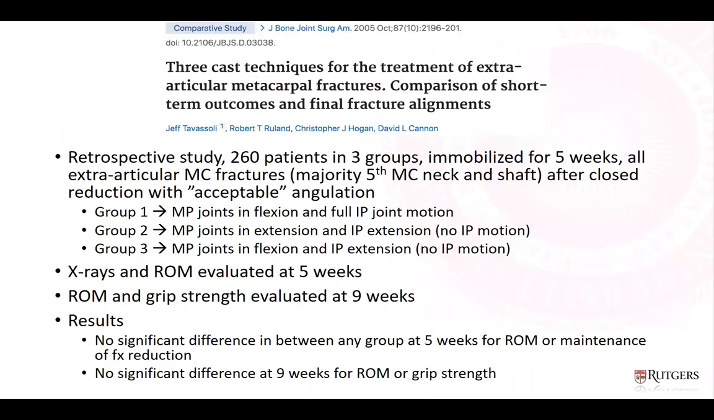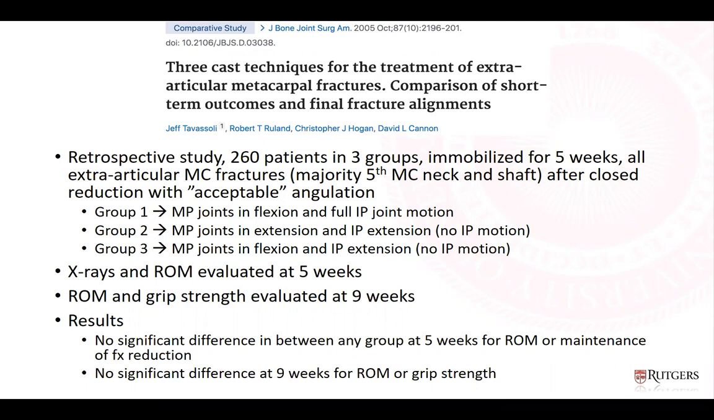This is that study in 2005 out of JBJS. It was a retrospective study. 260 patients in 3 groups were immobilized for 5 weeks. They were all extra-articular metacarpal fractures. The fractures in this study were closed reduced, and then the acceptable angulation was for the shaft, index and long fingers 10 degrees, ring finger 20 degrees, small finger 30 degrees, and neck it was 15, 15, 30, and 50 to 60. So there are 3 groups.